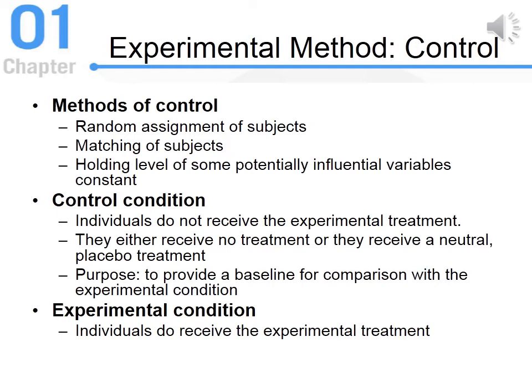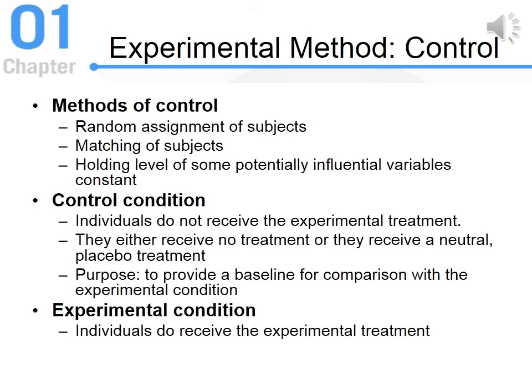Matching subjects may be done as well. So perhaps we think that gender affects aggressiveness. So in our study of the violence or no violence video, we could match subjects by making sure that there's an equal number of boys in the violence condition and in the no violence condition. Or we could hold the value constant and only study boys, make sure that we had all boys in the violence condition and all boys in the no violence condition, and in that way there could be no effect of gender because only boys were included.